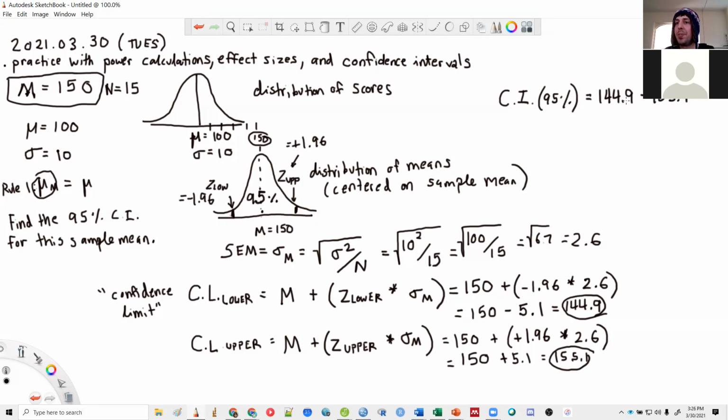The interpretation of this would be that we would expect the true population mean, 95% of the time, to be found between 144.9 and 155.1. The fact that the population mean predicted by the null hypothesis was 100, which is way outside the range of 144.9 to 155.1, means that it is insanely unlikely that a sample with these properties would come from a distribution with these properties.